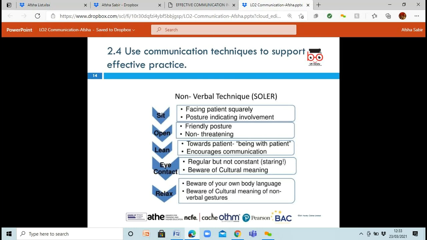So for sit, face the patient squarely. Sit down in front of them. Don't cross your legs. Don't cross your arms. Have a good posture, no slouching, and just face them so they know that you're paying attention. Have an open and friendly body language or friendly posture.